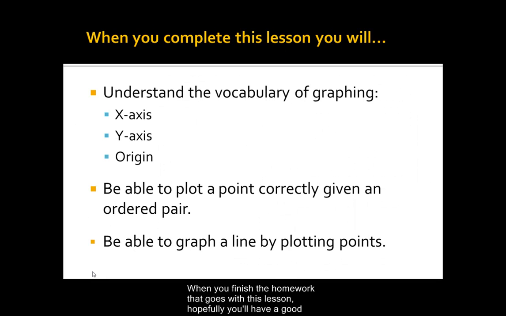Alright, when you finish the homework that goes with this lesson, hopefully you'll have a good understanding of what the x-axis is, the y-axis, and the origin. You'll be able to plot a point correctly given an ordered pair, and you'll be able to graph a line by plotting points.